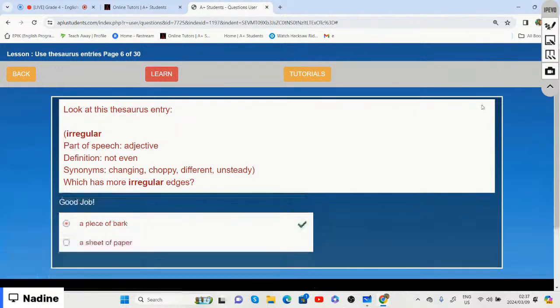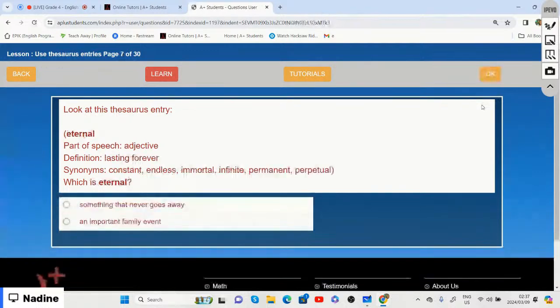So well done. I like the whole explanation of a piece of bark because its sides aren't as straight and precise as a sheet of paper. Well done.